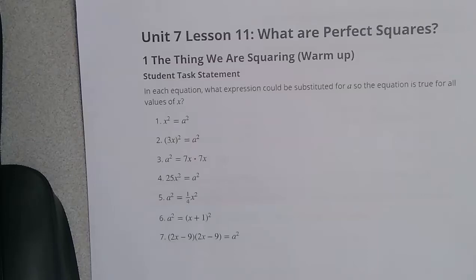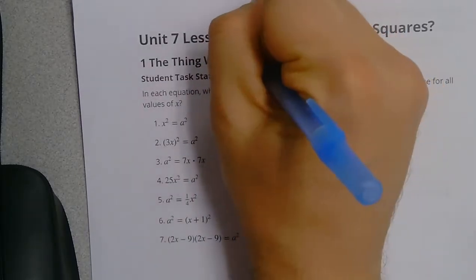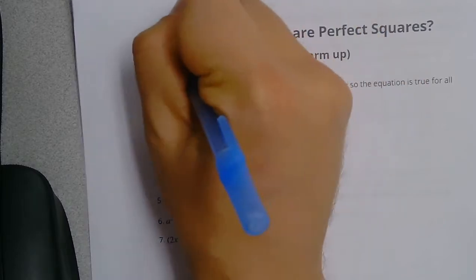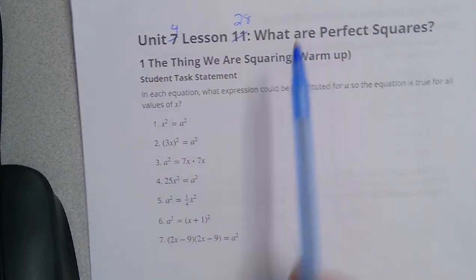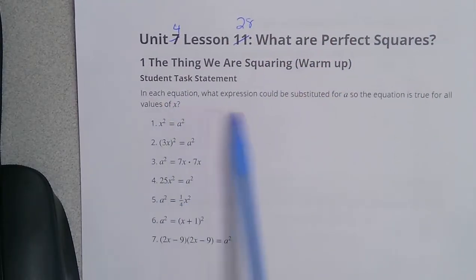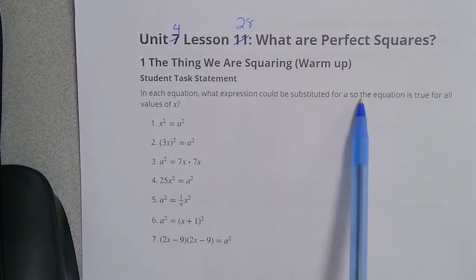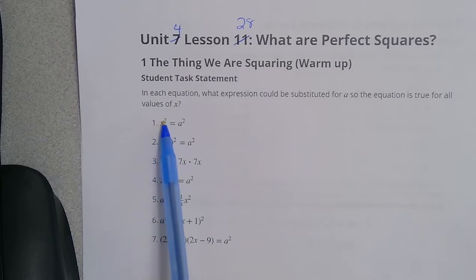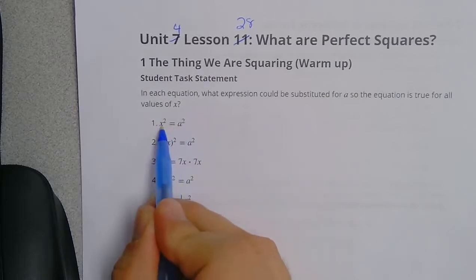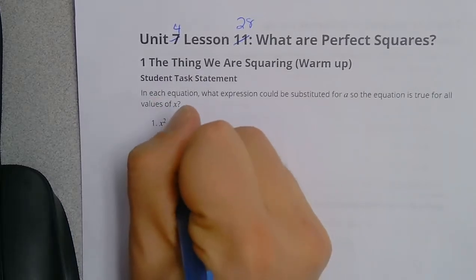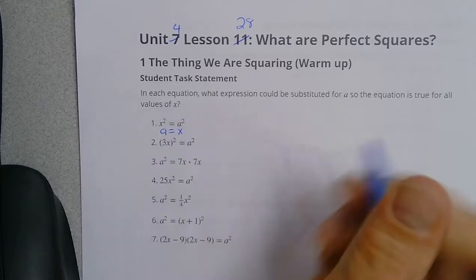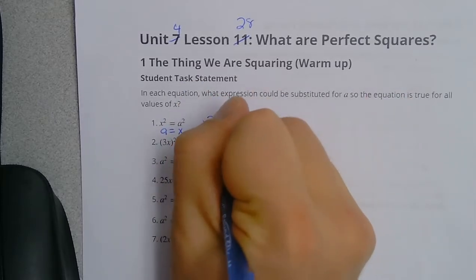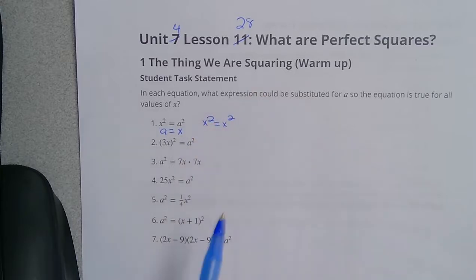All right, so in our lesson, this is lesson 28, unit 4, and it asks, what are perfect squares? So in the equation, what expression could be substituted for a so that it's true for all values of x? In here, if I want x squared equals a squared, I have to substitute a is equal to x. And then I would get x squared equals x squared.